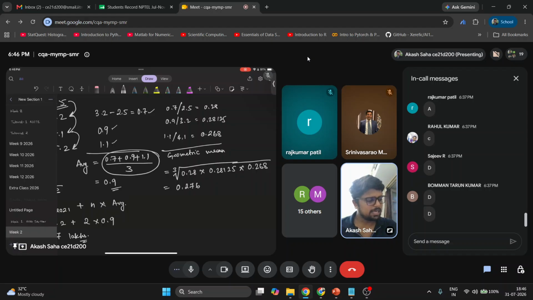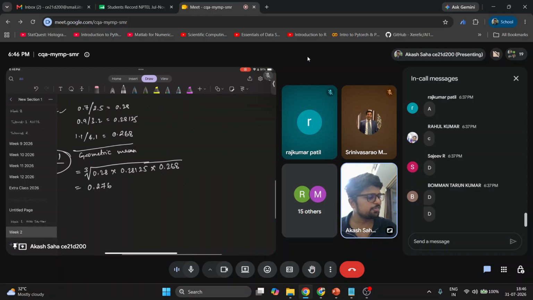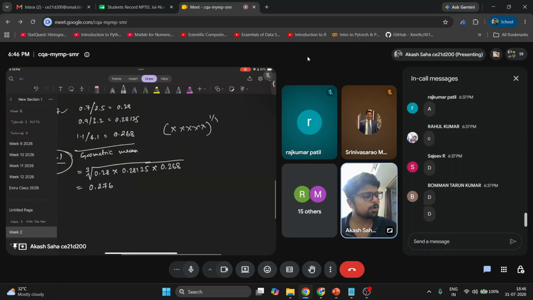Since there are three values, we have taken the cube root. If there are two values, we will take the square root. So like that, the nth root we have to take, according to the number of points. If there are five values, what will we do? We will multiply those five values and take the 1 by 5th power of it. Or we can say for n values, we will multiply those n values and take the 1 by nth power of that.